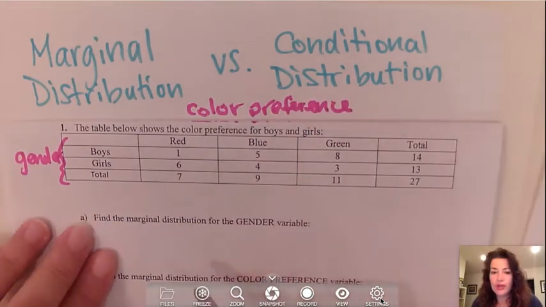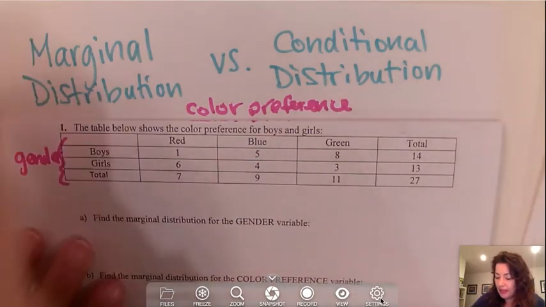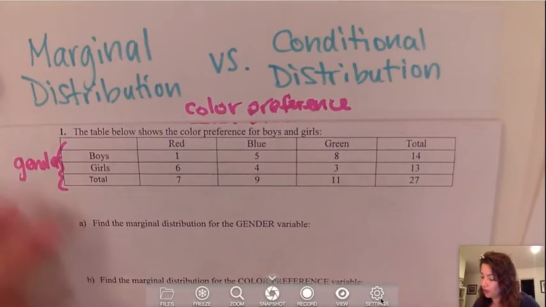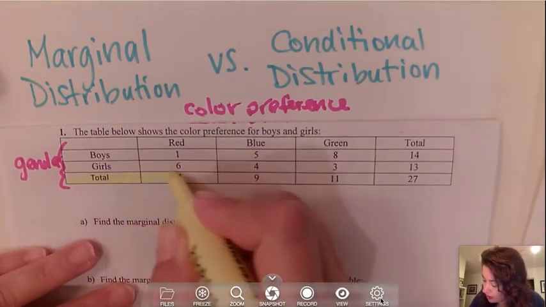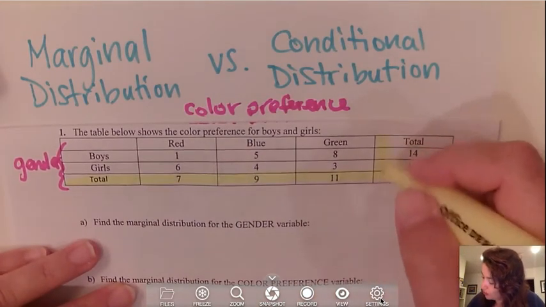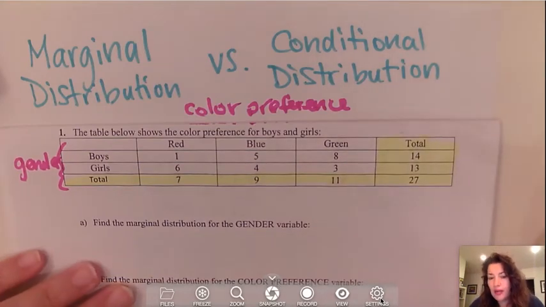Now, if we want to know the marginal distribution, then basically, as the word states, it's the margin of your table, which are your totals. So my marginal distribution are the margins where the totals are. Now, you need to be careful because not all tables have the totals. So if they do not have a total, you need to draw it in or write it in.